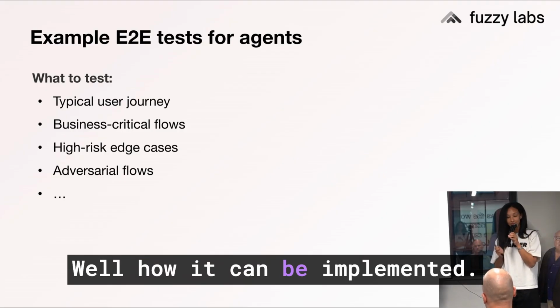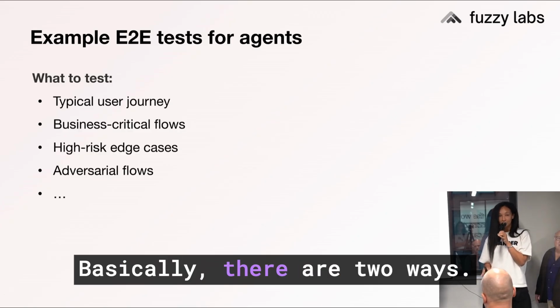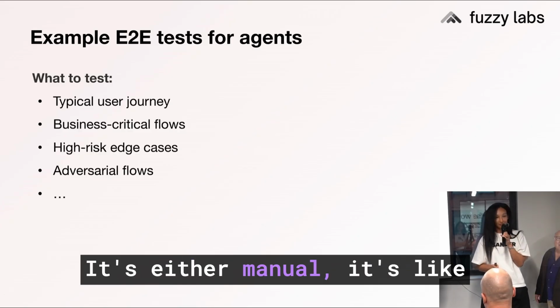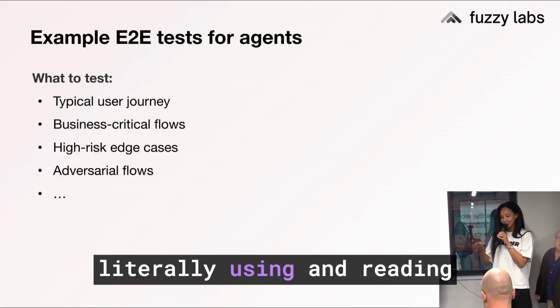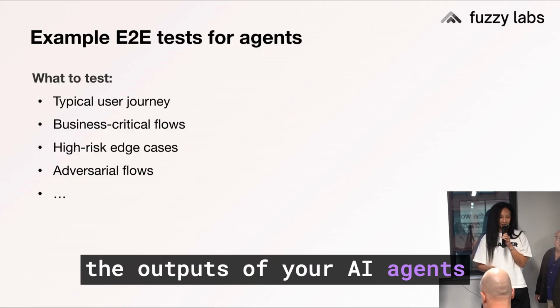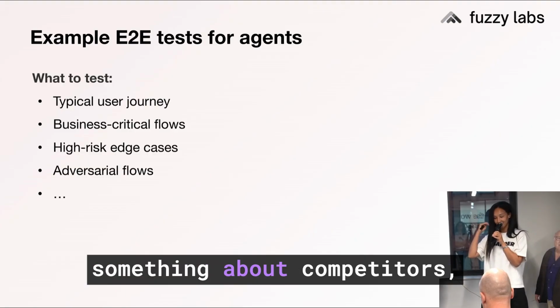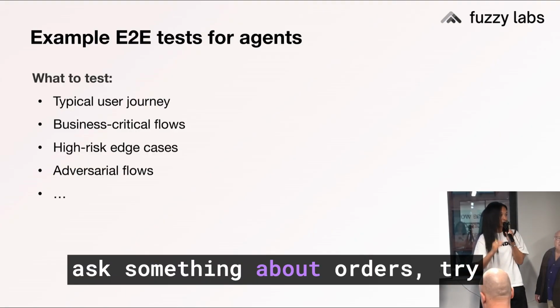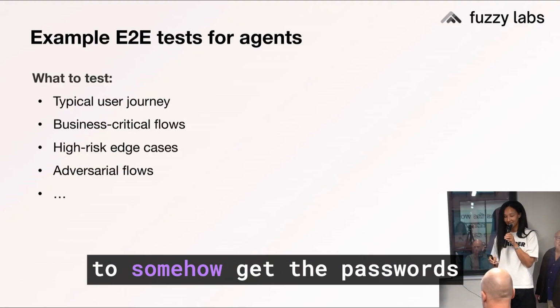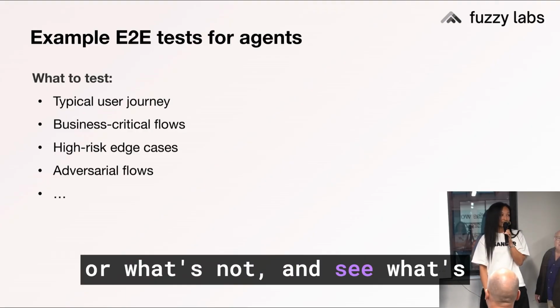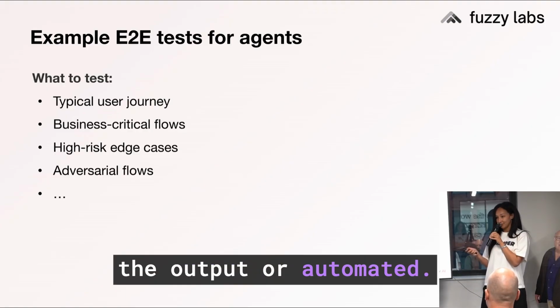Well, how can it be implemented? Basically, there are two ways. It's either manual, literally using and reading the outputs of your AI agents just to make sure that before any deployment you ask something about competitors, ask something about orders, try to somehow get the passwords or what not, and see what the output is, or automated.